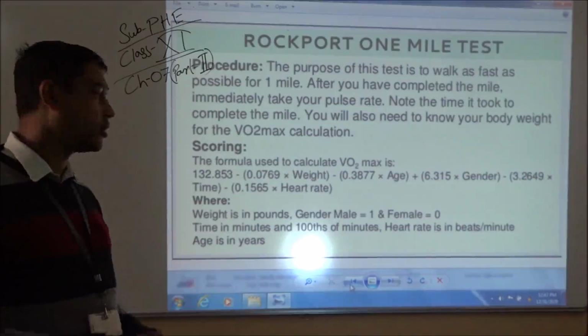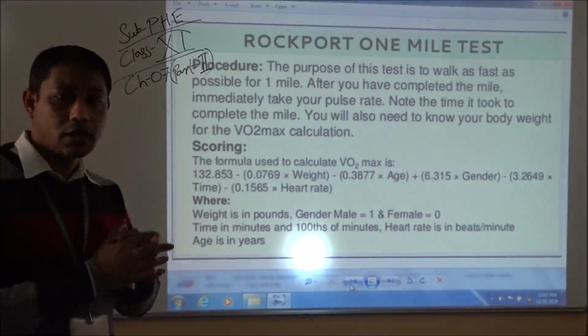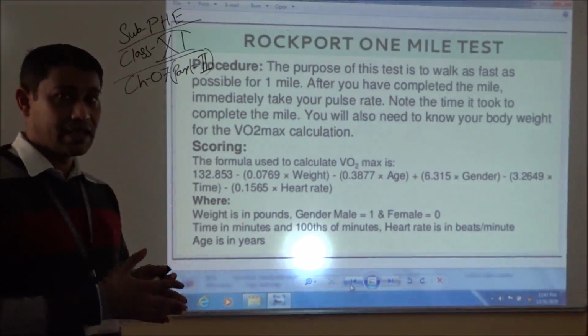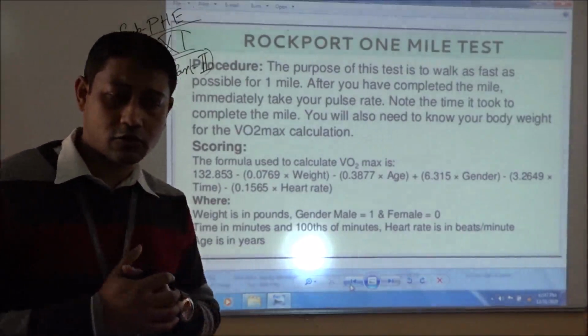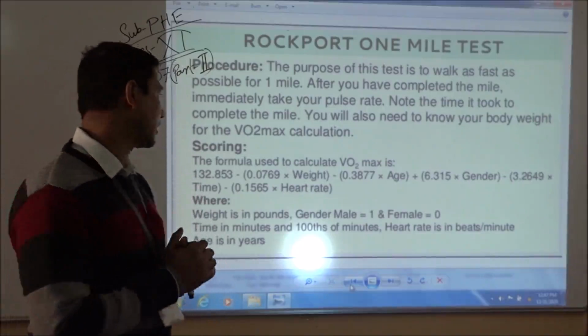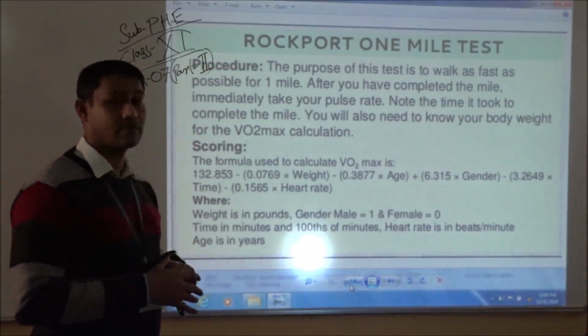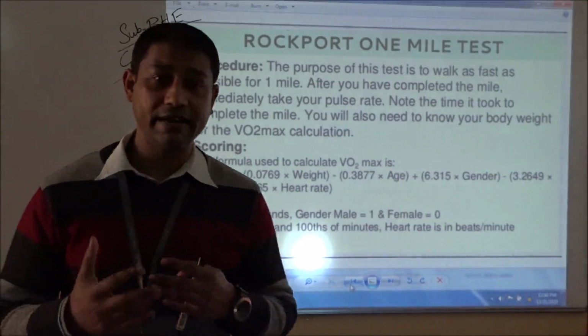So this is all about the Rockport 1 mile test. The Rockport 1 mile test is also conducted for assessing the VO2 max of the individual.